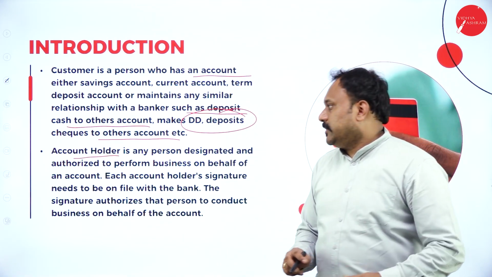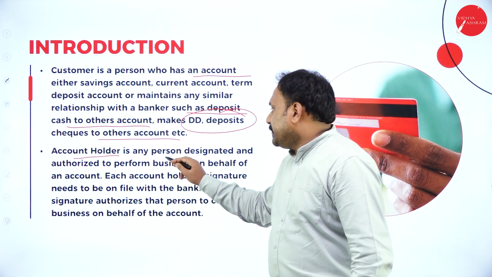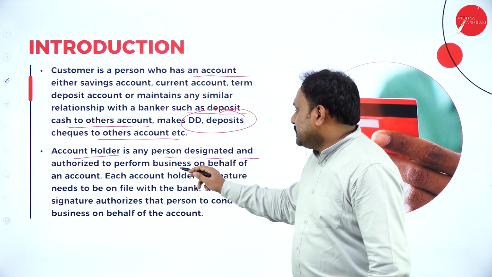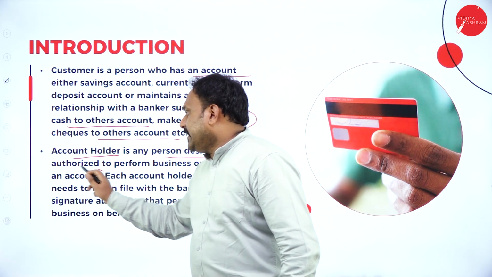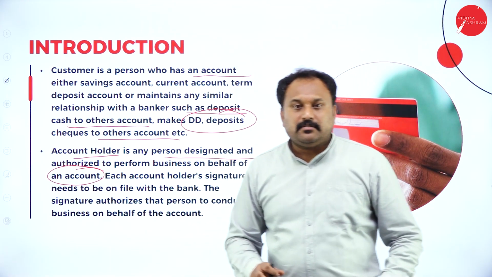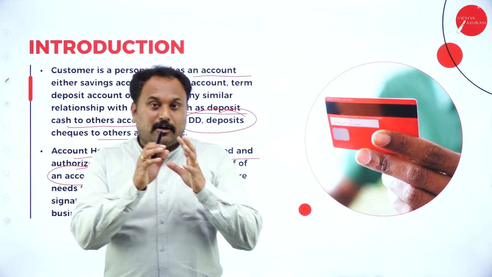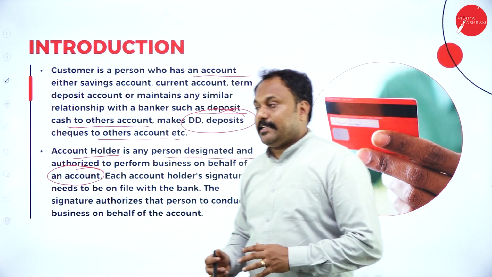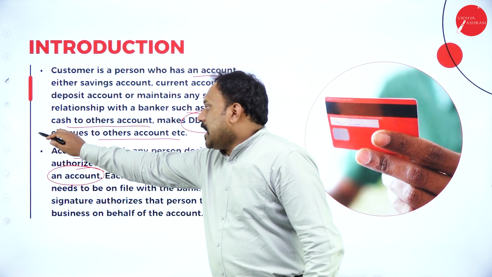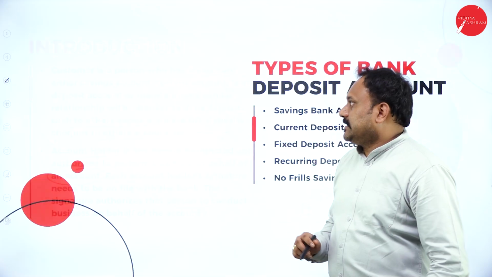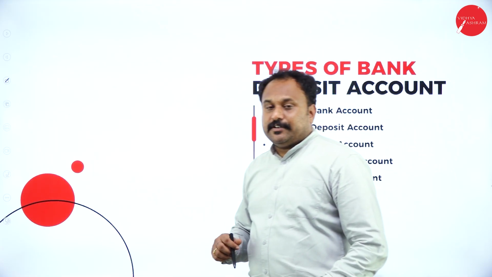Who is that account holder? An account holder is a person designated and authorized to perform business on behalf of an account. So there is an account. On behalf of that account, whoever is authorized, whoever gets the authority to authorize it, that person is called the account holder. It's a 2 marks question, so please understand these things. So next is types of deposits.